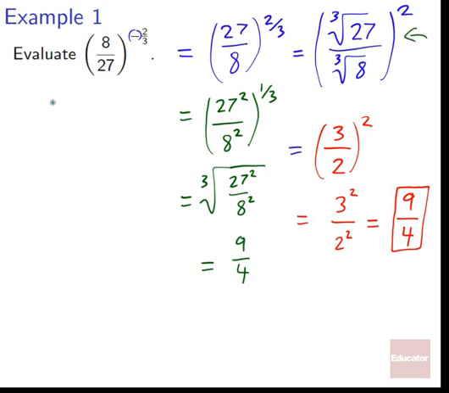Furthermore, we could even go about this by taking this as 8 over 27, we could put this as negative 2/3 on 8, and then 27 to the negative 2/3.